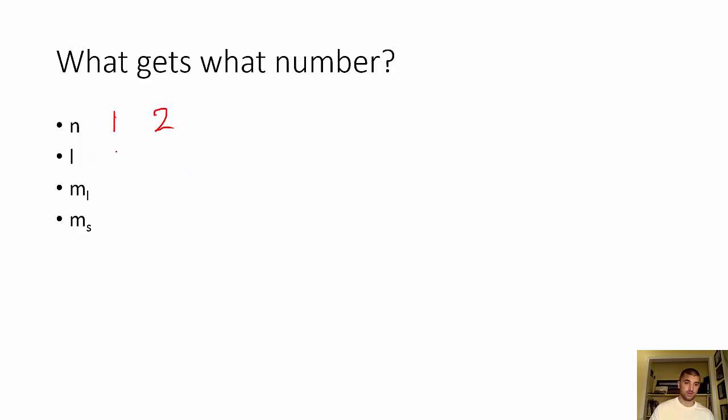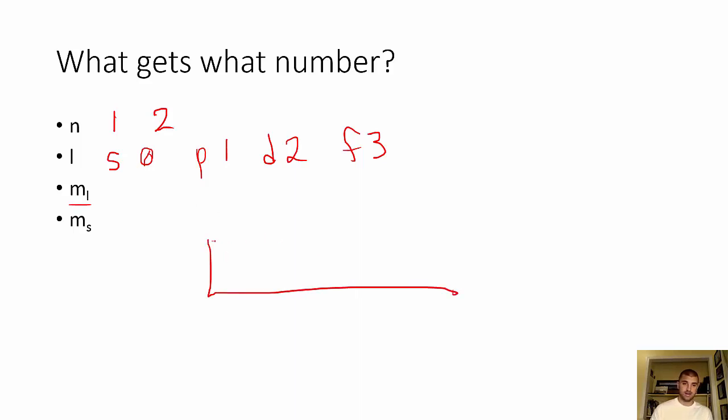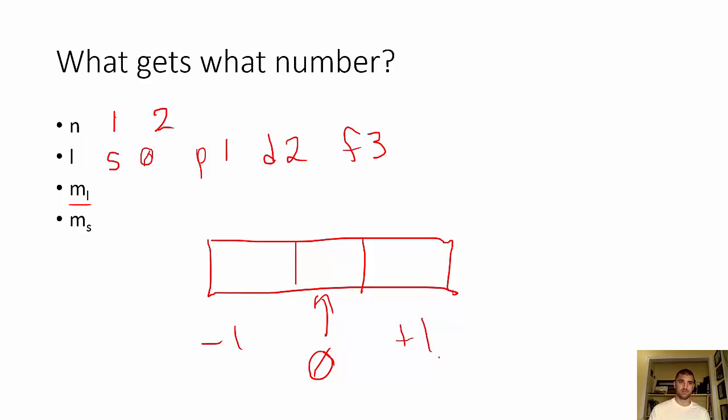L is going to be, well, if we have S, its number is 0. If we had P, it's going to be 1. D will be 2. F will be 3, and we'll kind of stop there. ML will depend on the box. So if we had P and we had 3 boxes, the middle box is always box 0. To the left, it's -1. To the right, it is +1. It's just like a number line, and that's how you do the numbering. And the spin, if it's up, then it's +1/2. And if it's down, then it's -1/2.